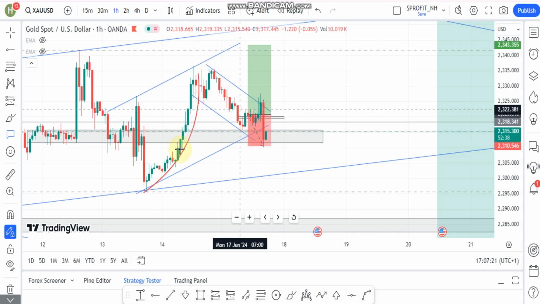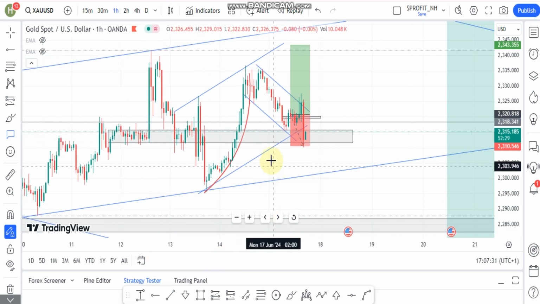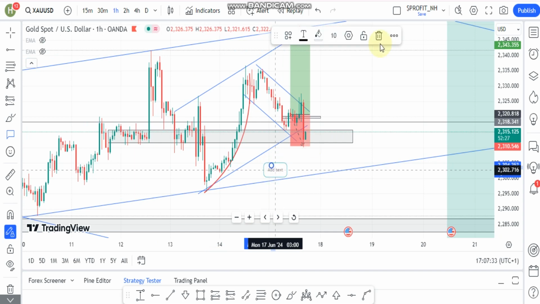I was looking at this as a correction, this impulse leg where the market had already given us this from the 1-hour time frame. That's why. So looking at this market at this point, then again, I took out my Fibonacci tool.